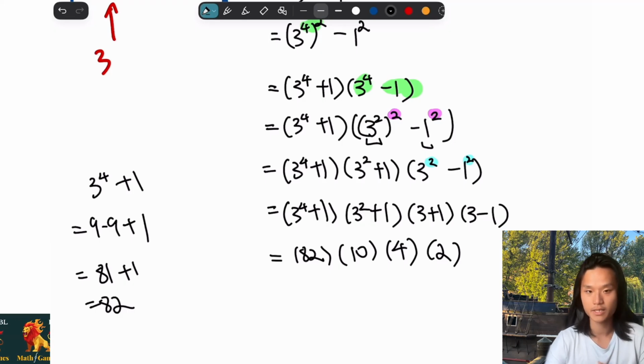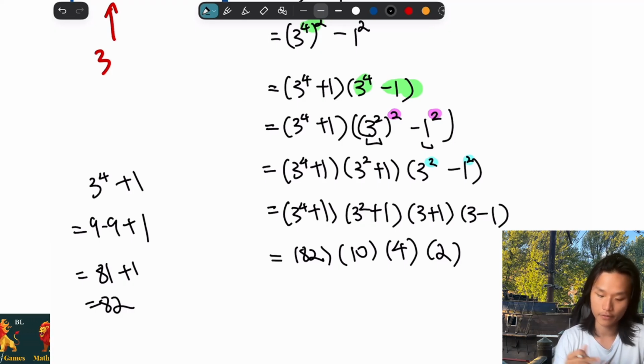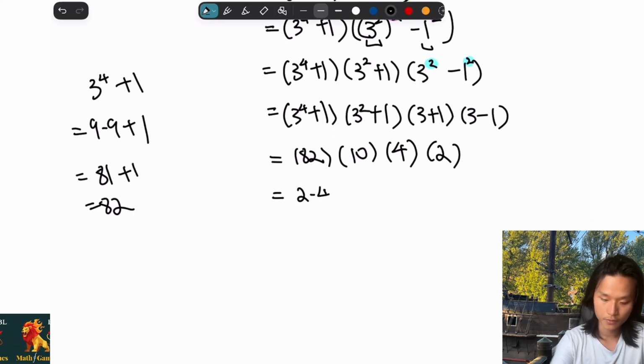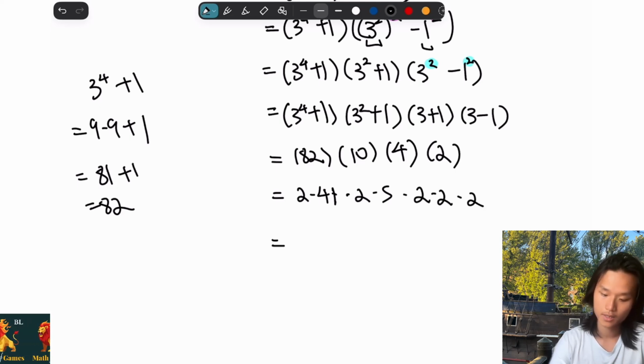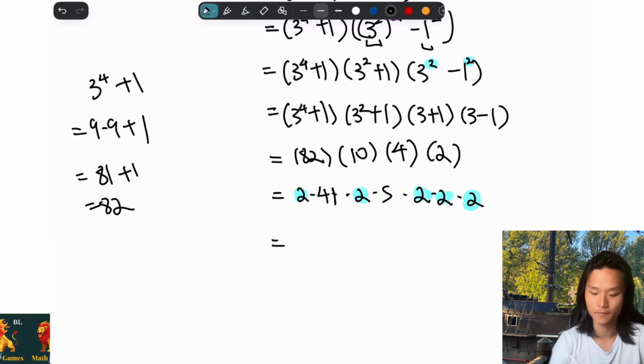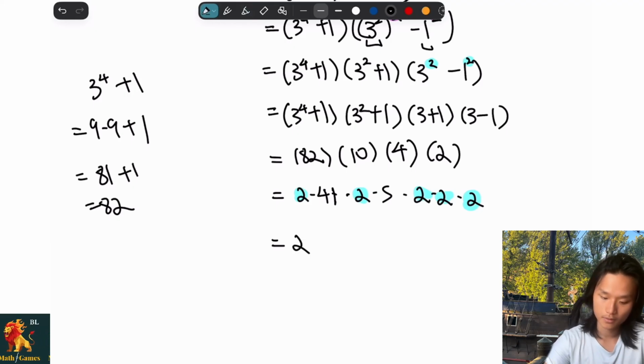Now, not all of these numbers are prime numbers, so we want to further simplify them. So 82, that is 2 times 41, okay? And then 10, we can write it as 2 times 5. 4 is 2 times 2, and then we have the 2 in the back. So let's tidy it up. So we have some 2's, and we have 5 of them. So 2 raised to the power of 5, because we have 5 of them, multiplied by 5, and then multiplied by 41.